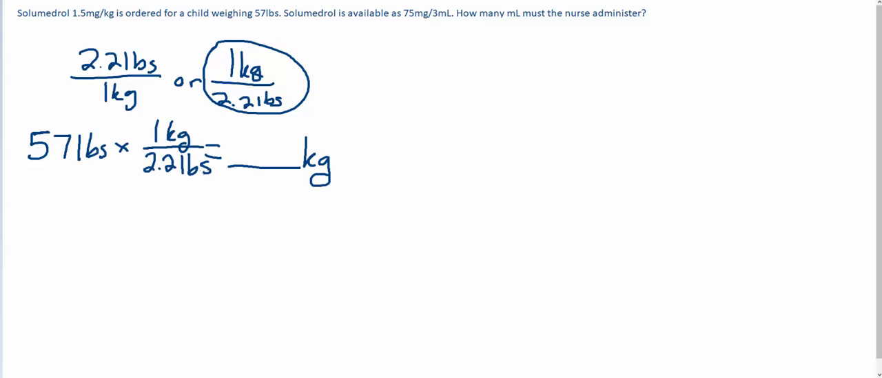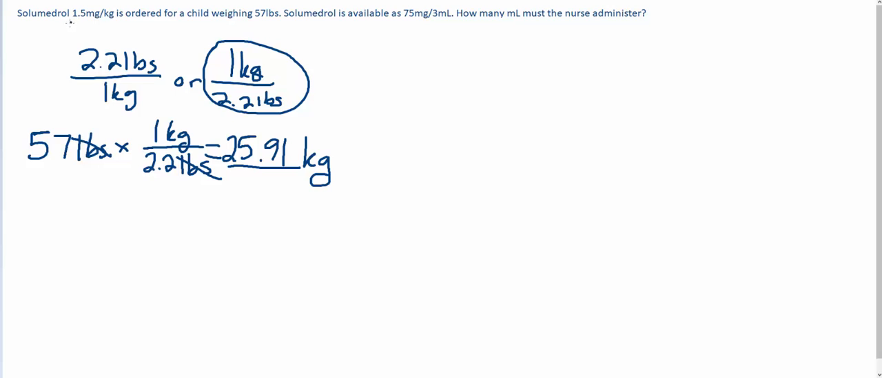Remember that LBS is our abbreviation for pounds. And also recall from algebra, when you have a unit on top and a unit on the bottom that are the same, they will cancel out, and then we're left with the unit on top that is the unit we want, kilograms. We'll multiply 57 times 1 divided by 2.2. That will give us 25.91 kilograms.